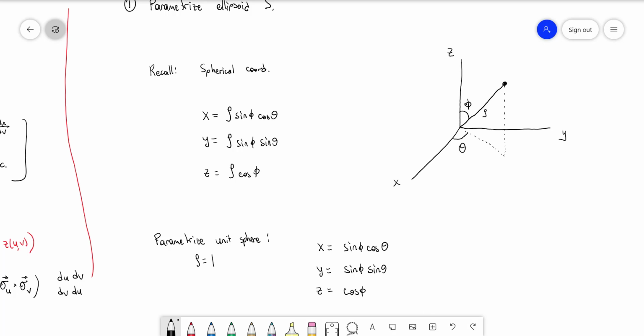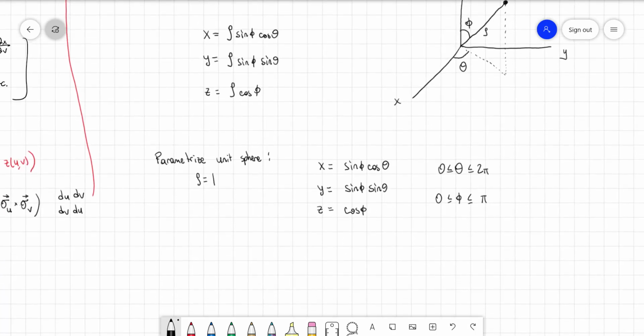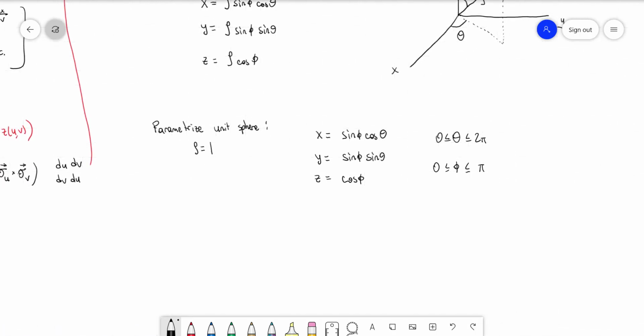If I wanted the entire sphere, I would need theta to range from 0 to 2 pi to go around full circle. And phi, we'd want phi to range from 0 to pi to get the entire sphere. So we'd get everything from up here all the way to the bottom. And then these equations are going to satisfy the equation of a unit sphere, which is how we can verify that it is a parameterization of the unit sphere.